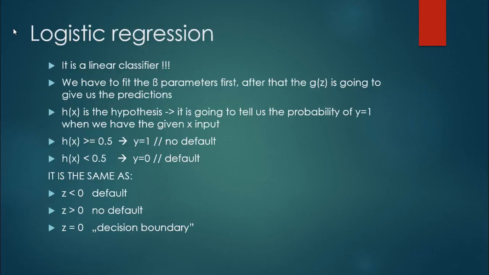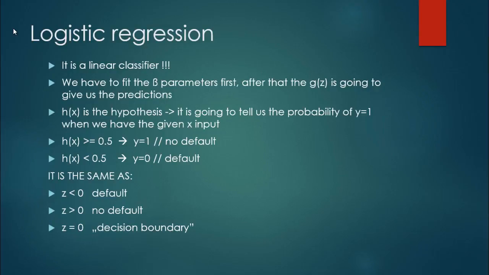So we come to the conclusion that if h(x) is greater than or equal to 0.5, that means that y is equal to 1. So this is a no default situation, which means that the person can pay back the loan. If h(x) is smaller than 0.5, it means that the person will default. And it is the same as z being less than 0, which means that he's going to default.